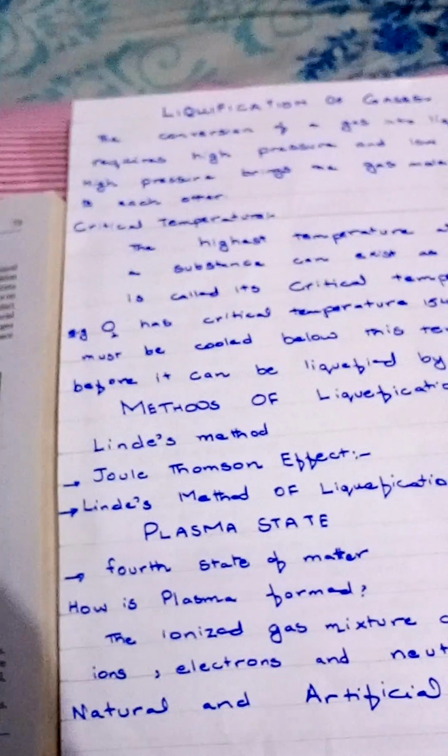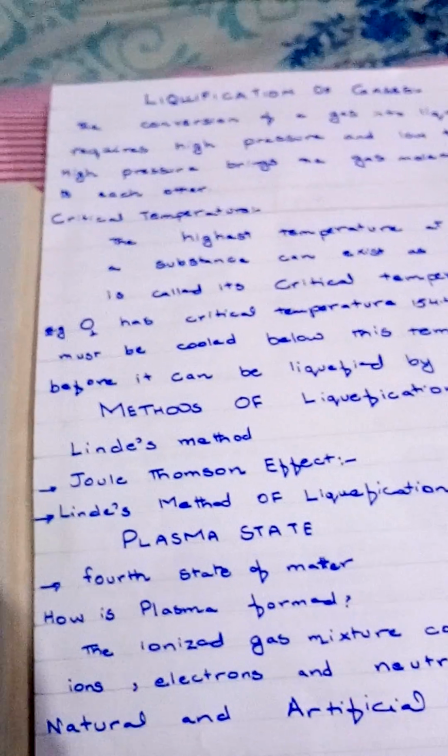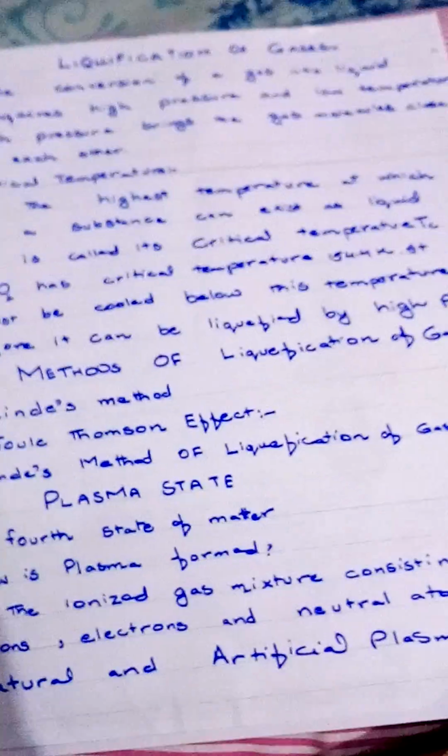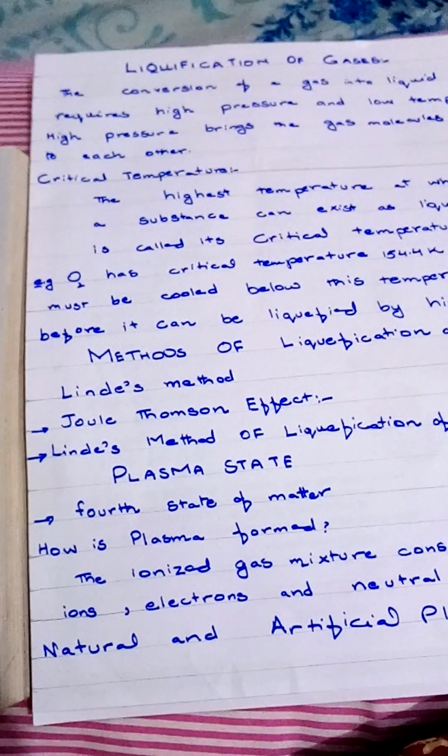The ionized gas mixture consisting of ions, electrons, and neutral atoms is called plasma. It means that a plasma is a distinct state of matter containing a significant number of electrically charged particles, a number sufficient to affect its electrical properties and behavior. Now we will move towards the next topic of plasma, natural and artificial plasma. There are two types of plasma, natural and artificial.